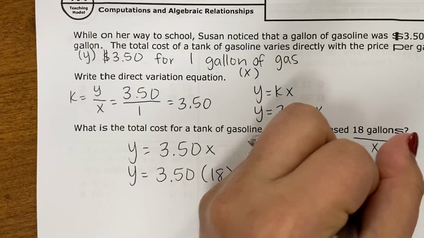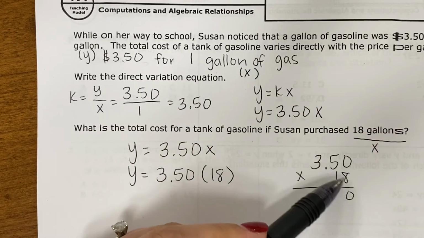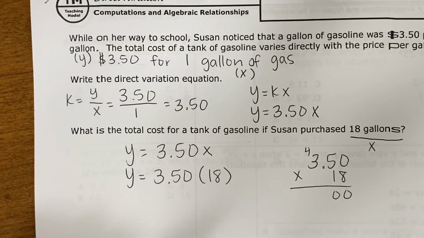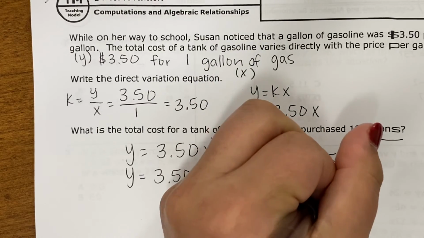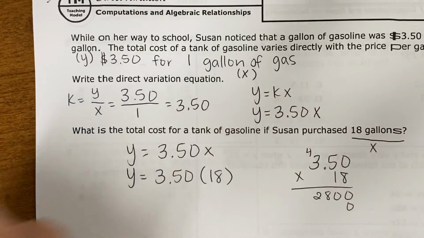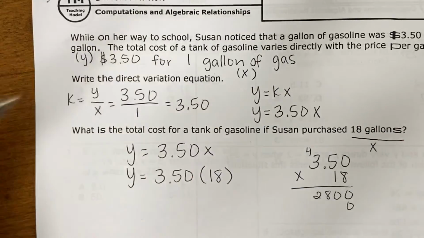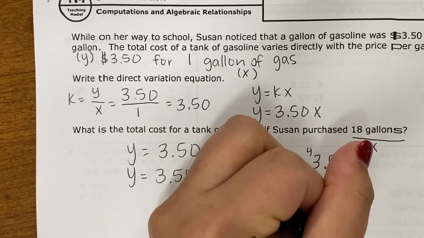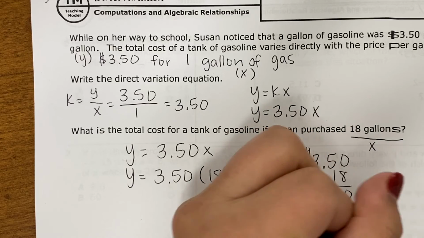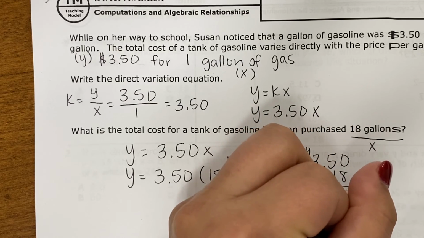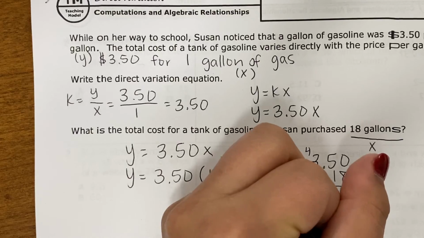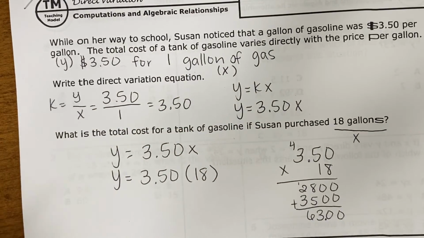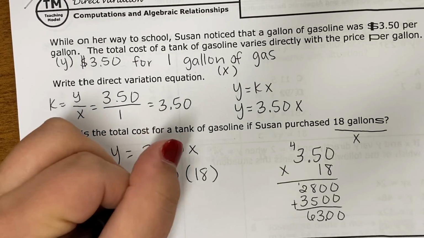Multiply it out. 8 times 0 is 0. 8 times 5 is 40. 8 times 3 is 24, plus 4 is 28. Add a 0 to hold our place value. 1 times 0 is 0. 1 times 5 is 5. 1 times 3 is 3. Add these together. And then I have 2 decimals in my problem. So I got 63. So that means y equals 63.